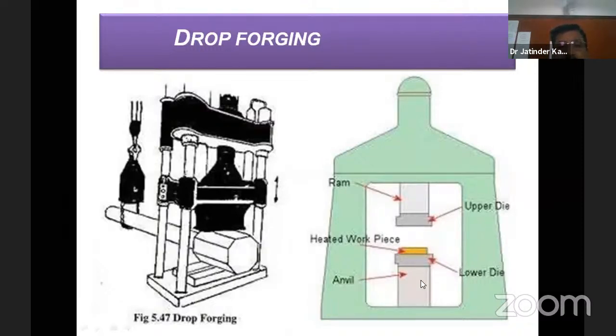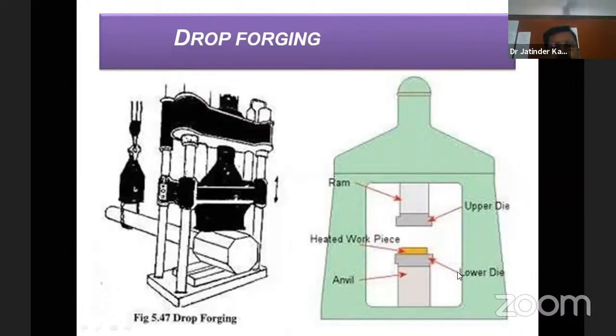Now, the term anvil is not the same shape as we have seen previously. It is round in shape. So anvil is basically a supporting tool, right? We put the die, or we directly hammer the component on this anvil. So here the heated component is there, the upper die is there, and the ram is there. The lower one is fixed, and the upper one is moving, right?